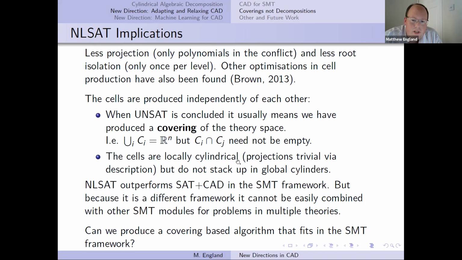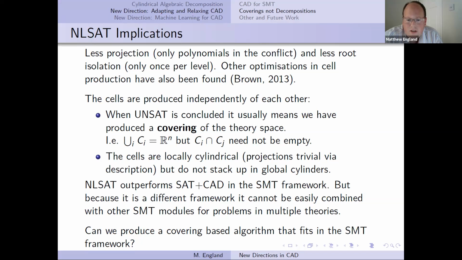Also, the cells are cylindrical in the sense that the semi-algebraic descriptions allow for the trivial projection, but they're not globally cylindrical. So these cells don't stack up in cylinders like the CAD cells. So this NLSAT algorithm outperforms the SAT plus CAD SMT approach, but it is a different framework. So it's not easily combined with other SMT modules.